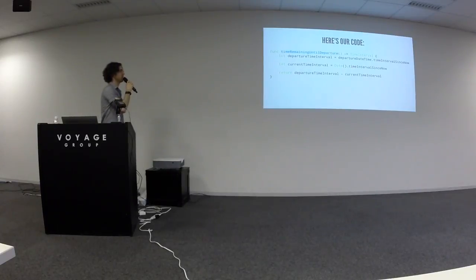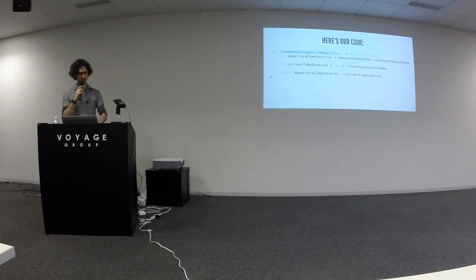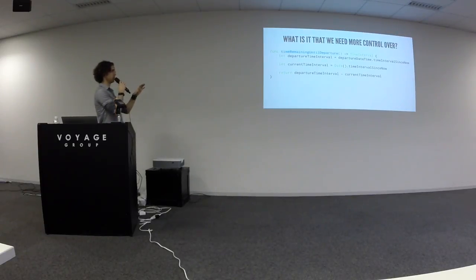Back to our method, same method. Time remaining until departure. And if we take a look in here, the departure date time, obviously that's going to be given to us by maybe a flight API or something like that. So we don't need more control over the departure date time. The calculation seems to be correct because we're able to run it and output exactly what we wanted to see.